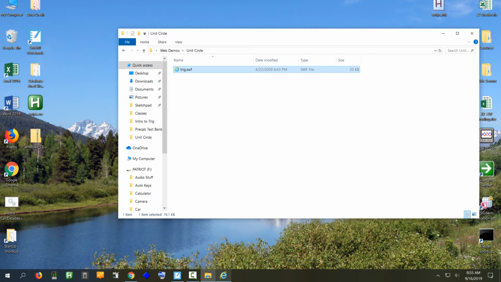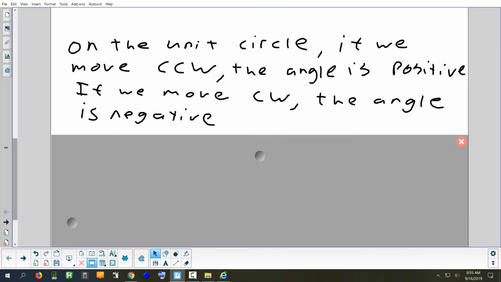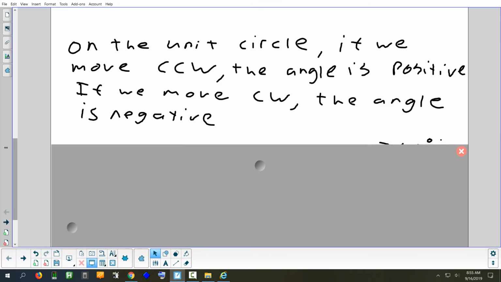So, anytime we have an angle that's either too big or too small, that's going to be the key. It's going to be adding or subtracting 360.